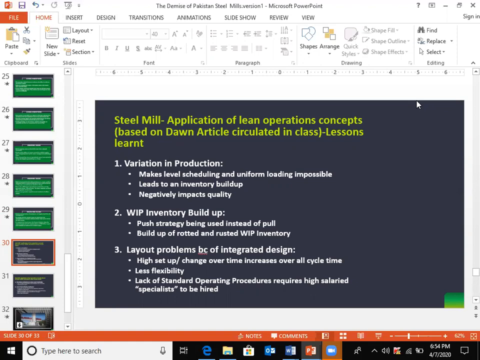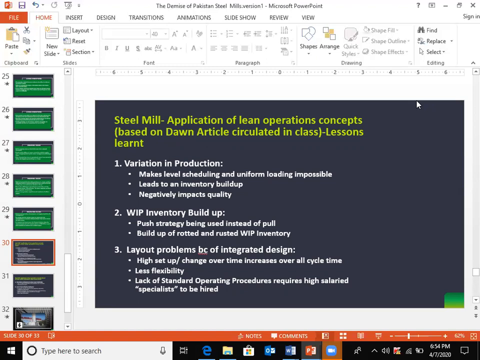The third reason, in my opinion, based on the case study and the lean operations concepts that we studied, was that there were layout problems in the design of the steel mill. Because of the integrated design, as I mentioned earlier, if one machinery stopped working, the entire steel mill would be stopped. This caused a very high setup cost, the changeover time increased, and there was overall a very high cycle time.